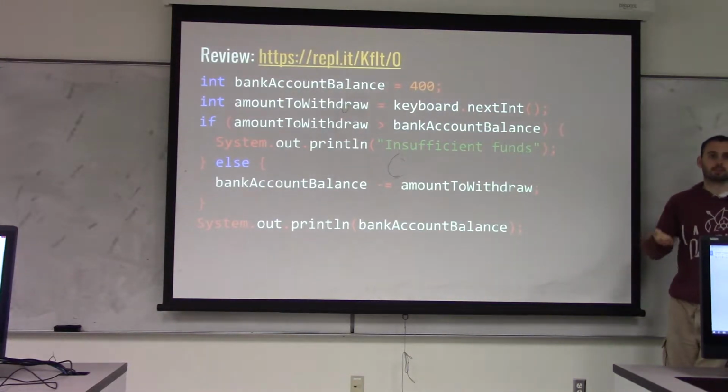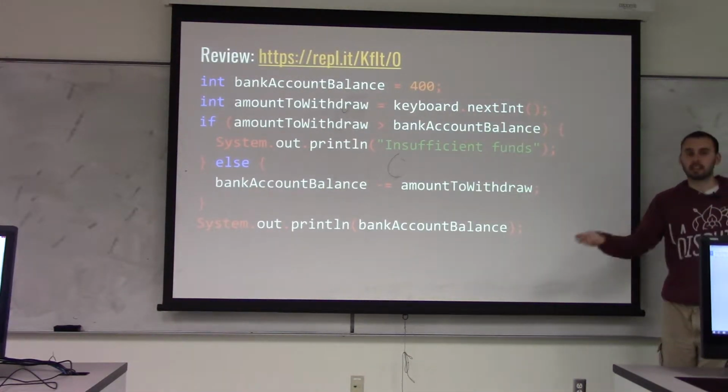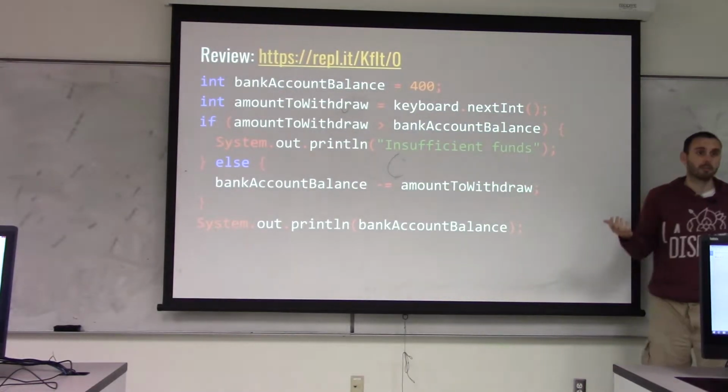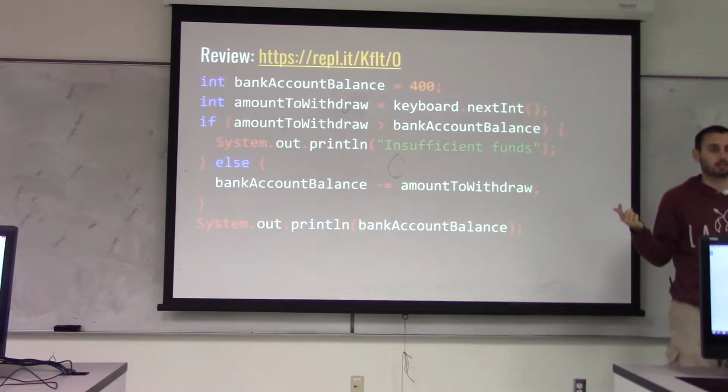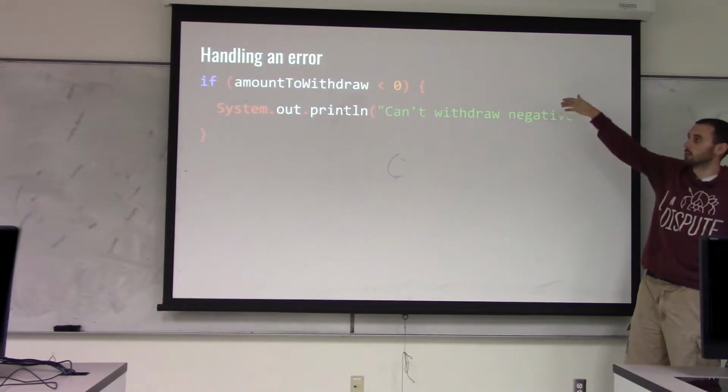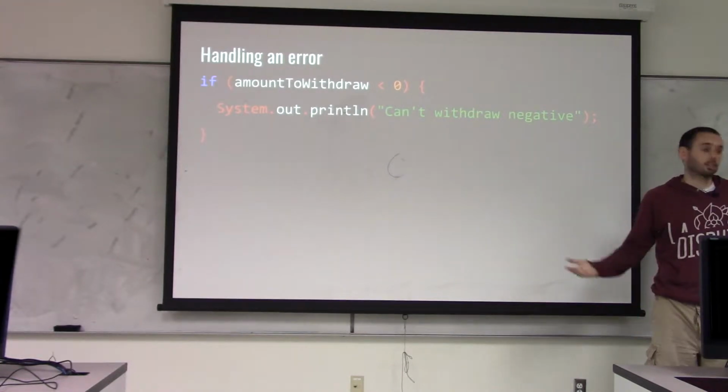So I'm going to let the user withdraw a negative amount, and if I subtract a negative amount from my bank account, they're going to go up. So if my user says I want to withdraw negative 100, I'm actually going to end up increasing their bank account balance. We don't want that. So instead I can check, say, if amount to withdraw is less than 0, can't withdraw a negative. So that's another check that we put in our code.